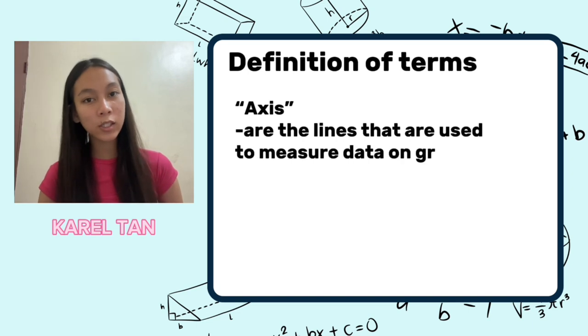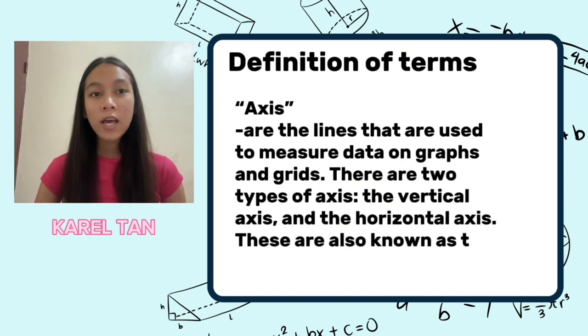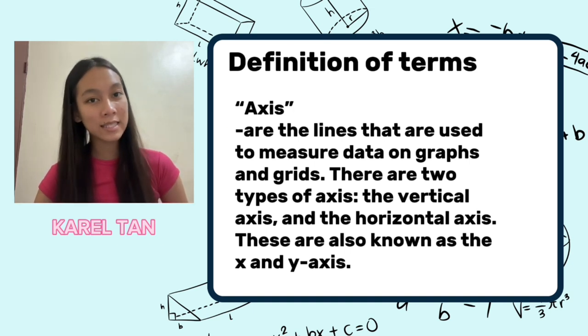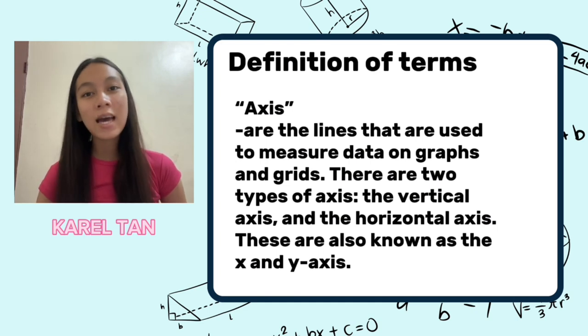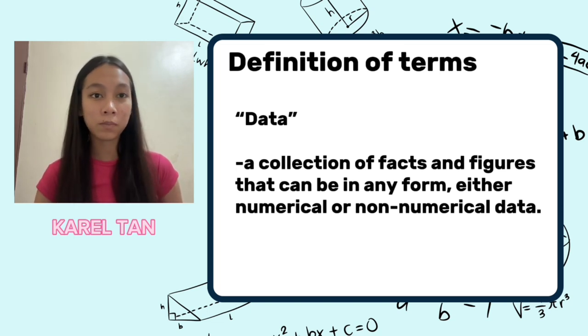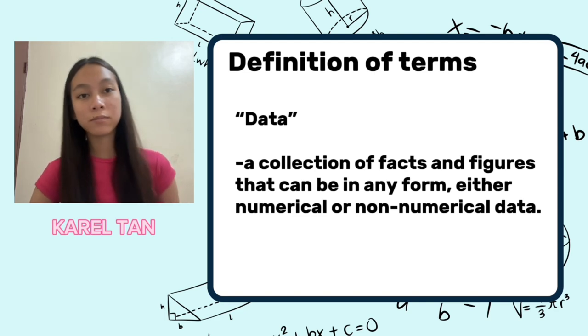Axes are the lines that are used to measure data or graphs and grids. There are two types of axes, the vertical axis and the horizontal axis. These are also known as the X and Y axis. Lastly, data. Data is a collection of facts and figures that can be in any form, either numerical or non-numerical data.